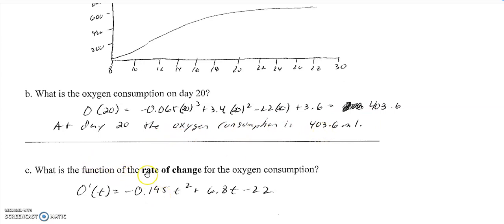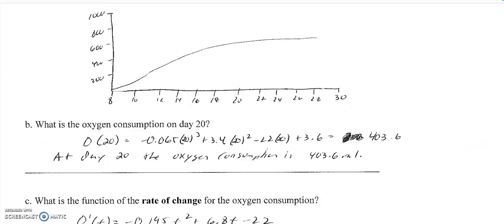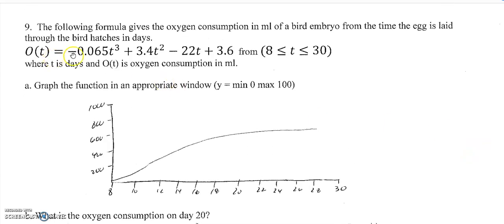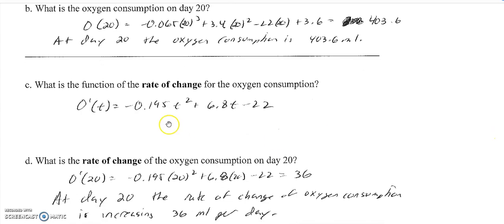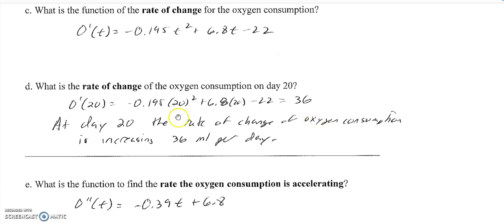If I'd like to find the rate of change of the oxygen consumption, I would take the first derivative of the original. So the original is negative 0.065 t cubed plus 3.4 t squared minus 22t plus 3.6. The derivative of that would be negative 0.195 t squared plus 6.8 t minus 22. And what is the rate of change of the oxygen consumption on day 20? We plug 20 into the first derivative, and we get 36. So at day 20, the oxygen consumption is increasing at 36 milliliters per day.